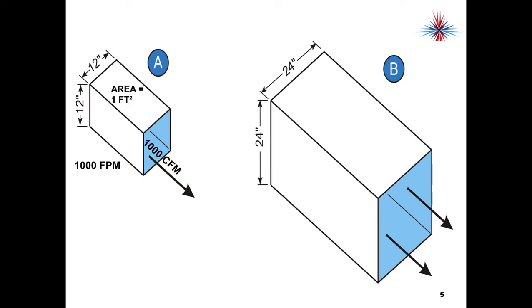Now, in slide B, my area is now 4 square feet, because I have 2 feet by 2 feet, or 24 by 24, so I have 4 square feet.